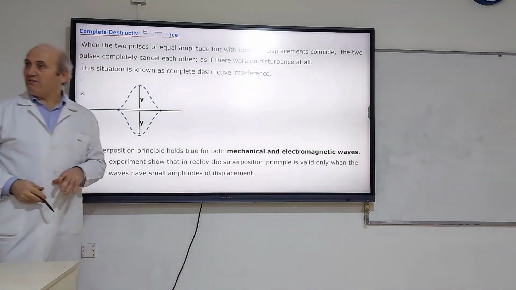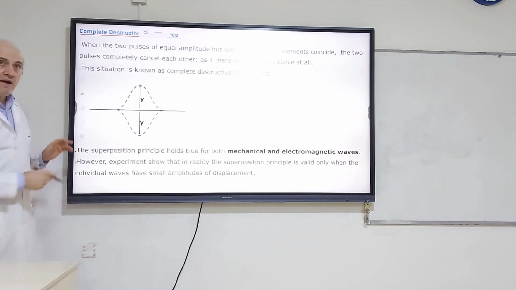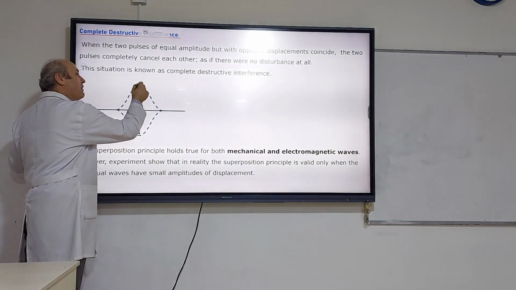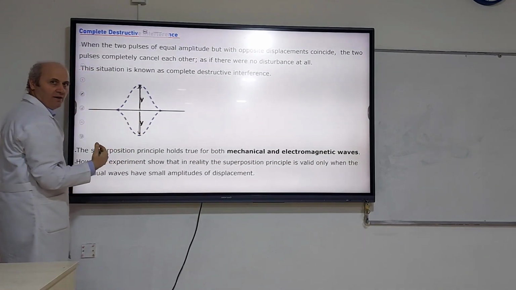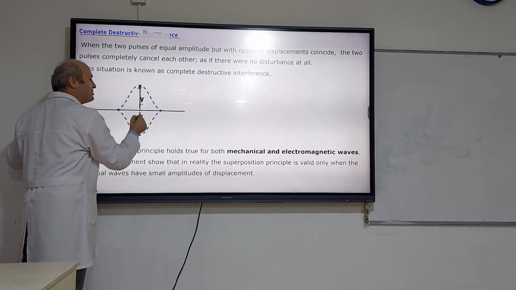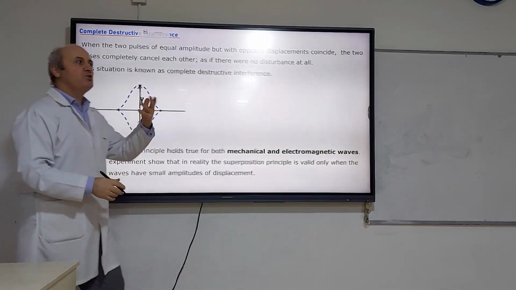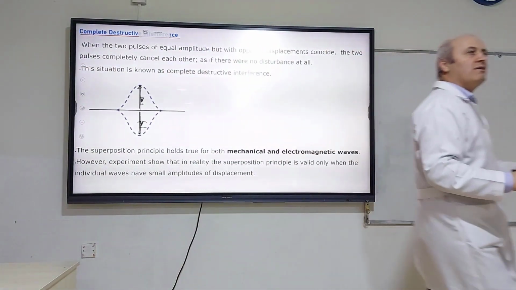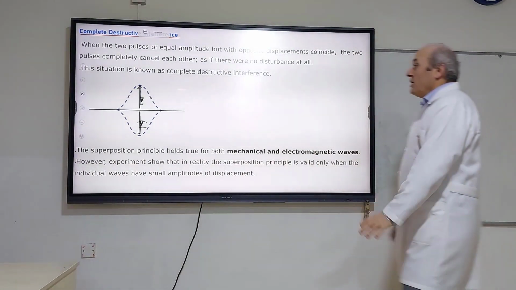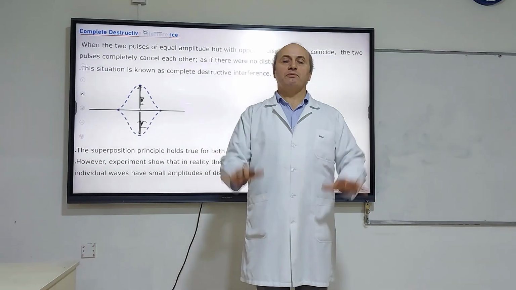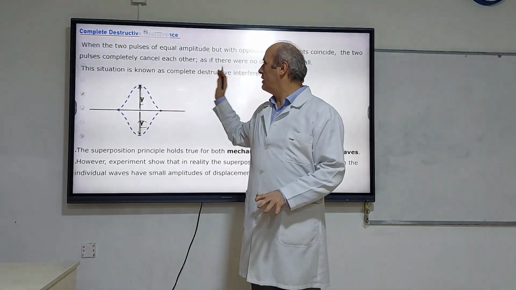And complete destructive interference happens if two waves' displacement directions are opposite, positive phi and negative phi, and they are equal in magnitude, they will cancel each other completely. You cannot see any vibration for an instant, which is complete destructive interference. So interference happens for all types of waves, not only for mechanical waves.